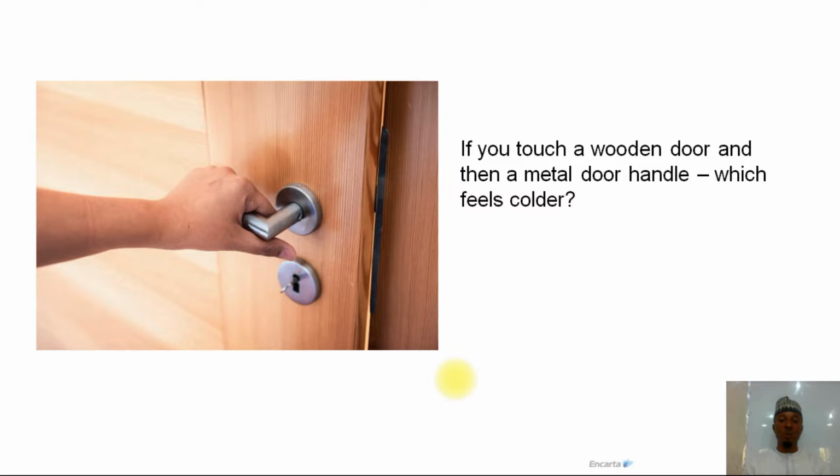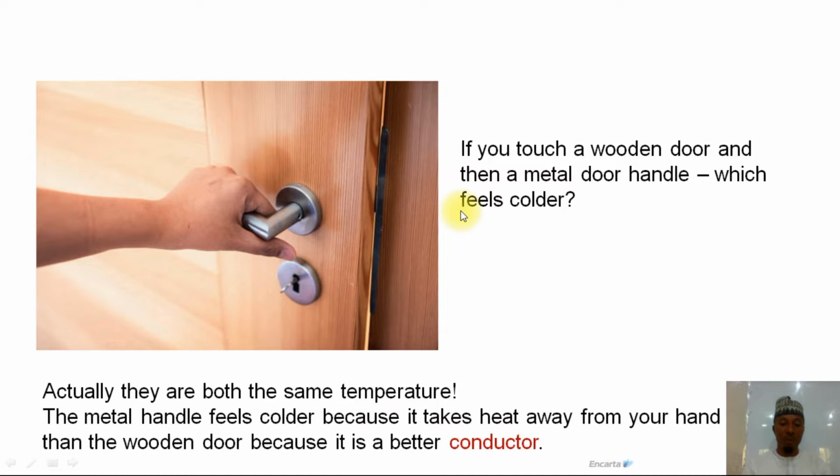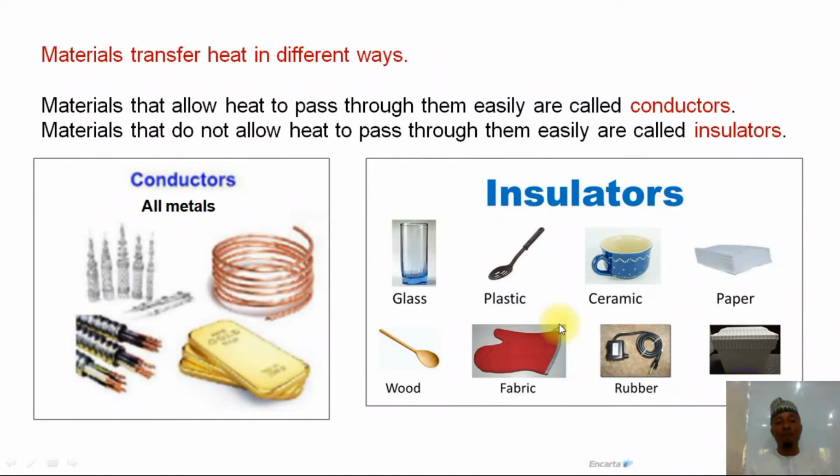Now, if you touch a wooden door and a metal door handle, which feels colder? The metal handle, of course. Now, the explanation here is that both the wooden and the metal handle are at the same temperature. But the metal handle is a better conductor, so it conducts most of the heat from your hand away, so it feels colder.